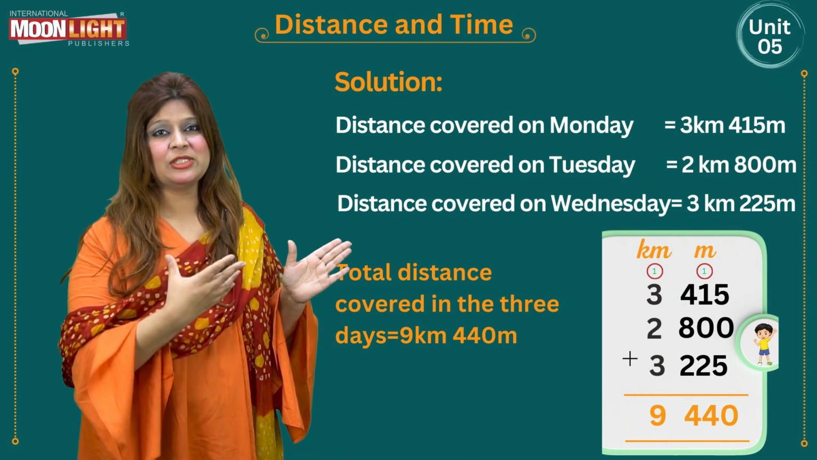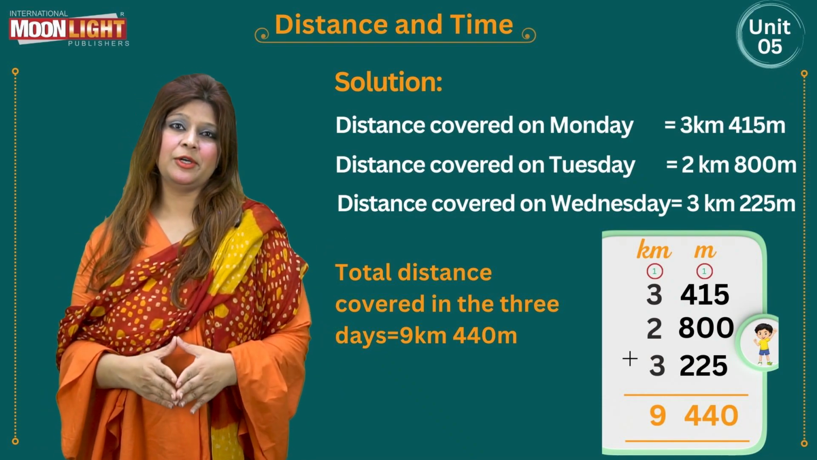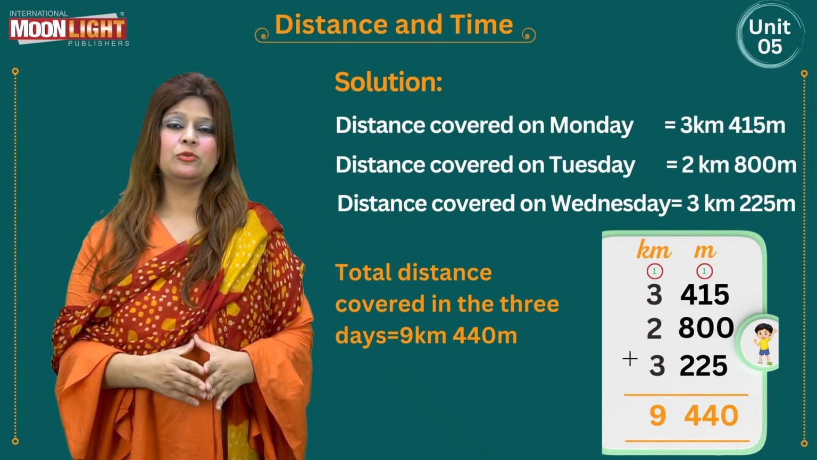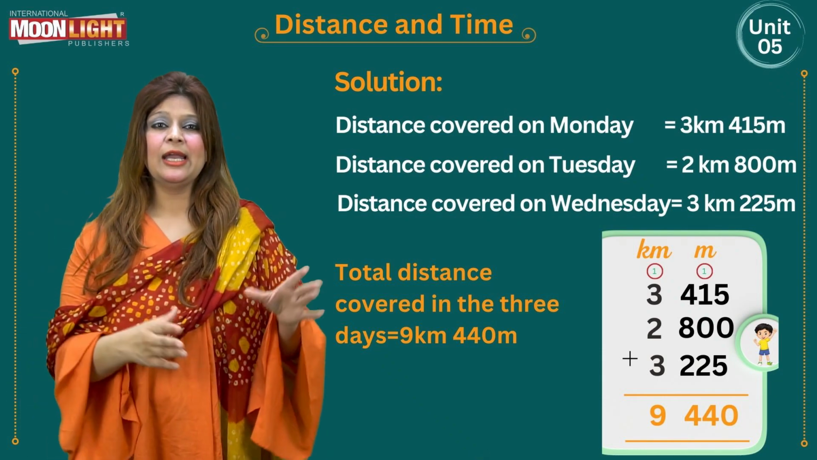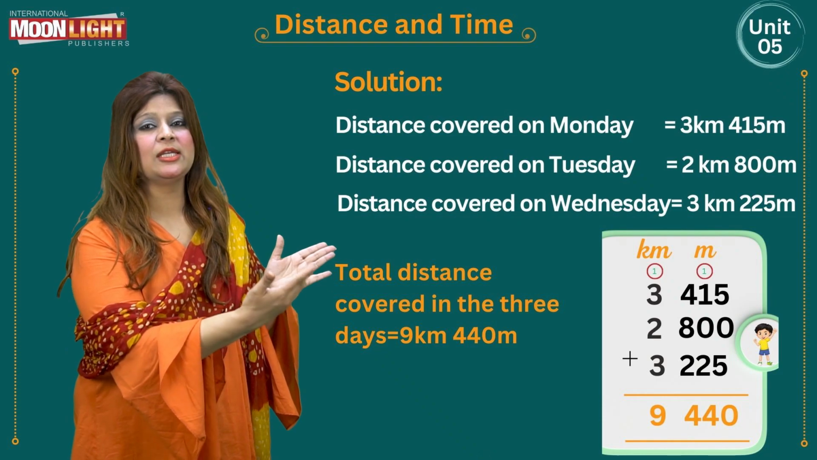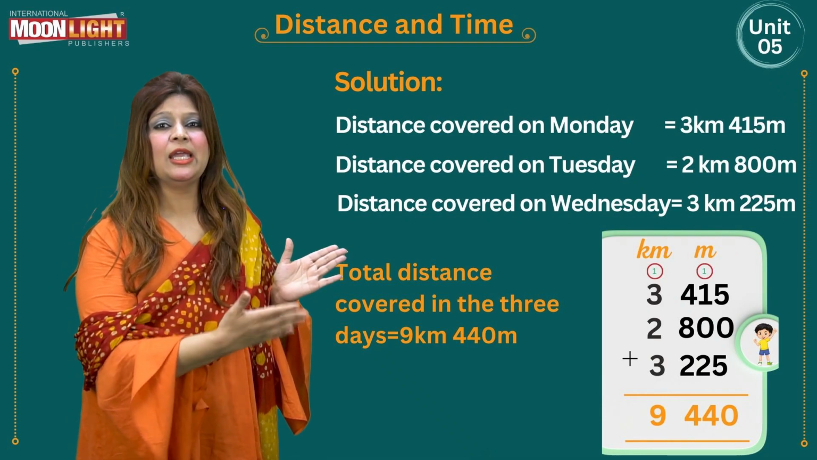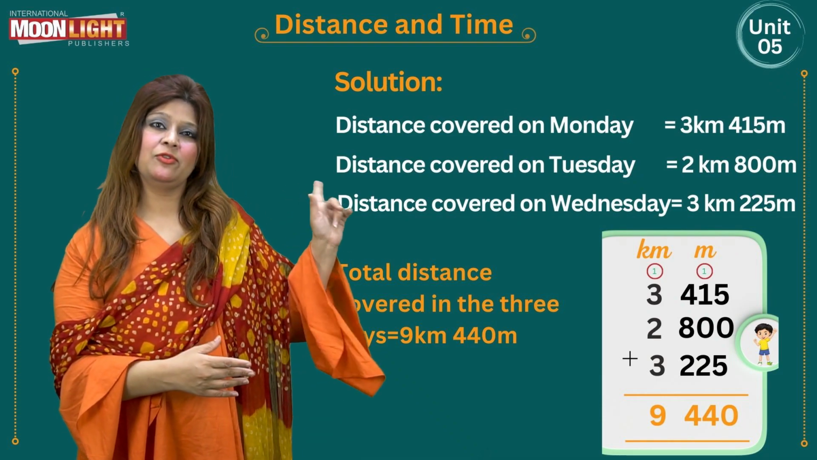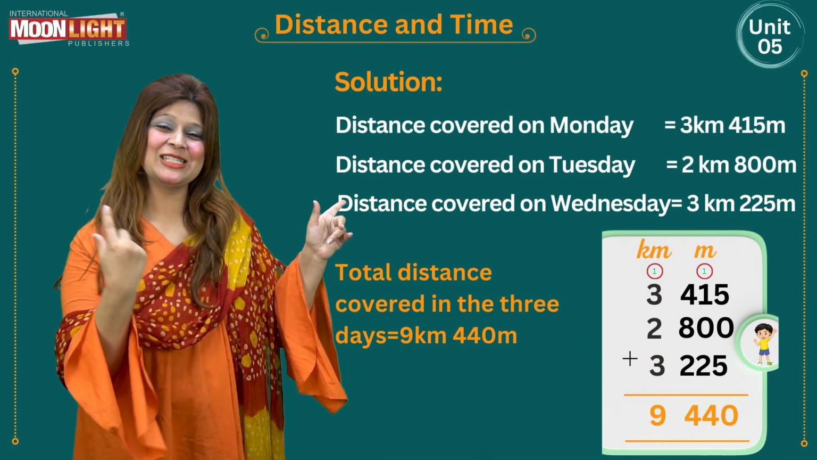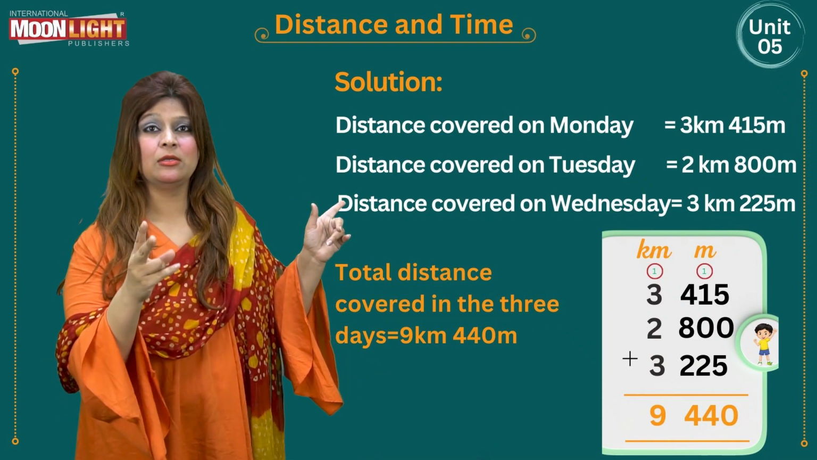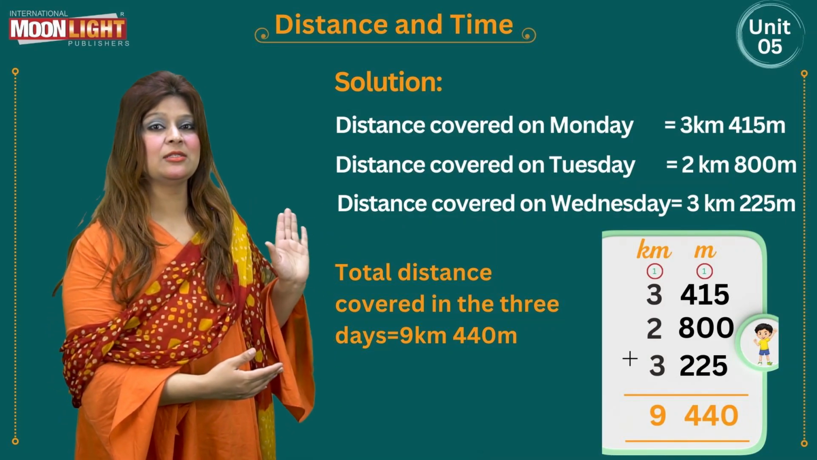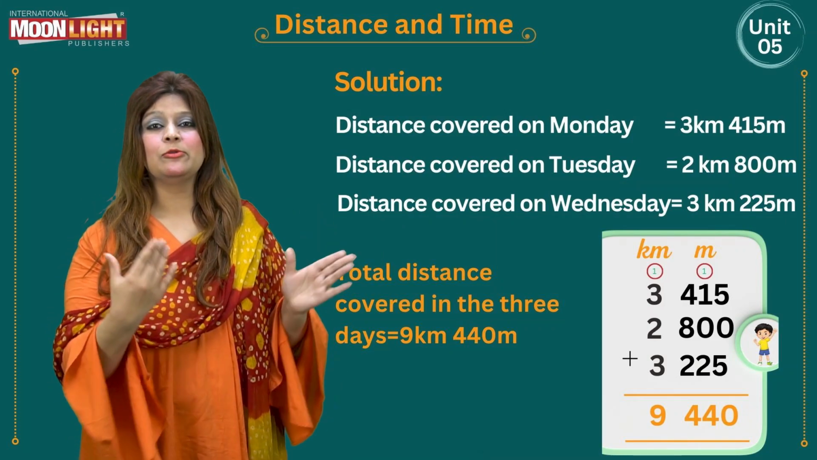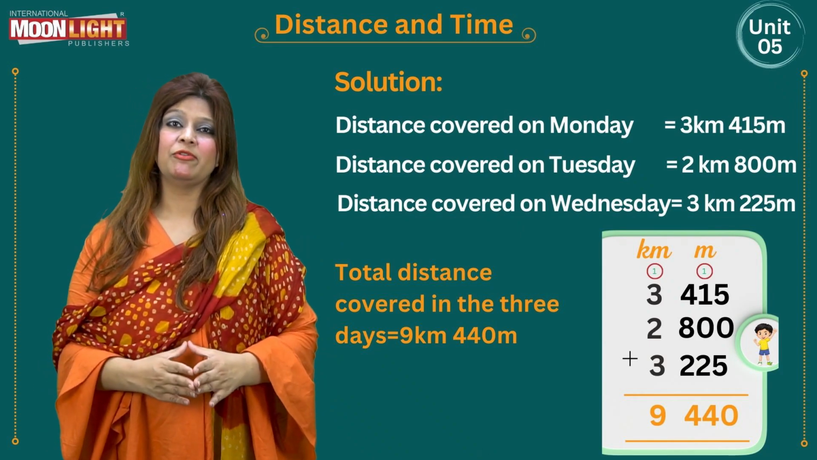From the first sentence, distance covered on Monday is equal to 3 kilometer 415 meter. And distance covered on Tuesday is equal to 2 kilometer 800 meter, to be taken from the question statement. And third, because 3 days are given, for the third day, distance covered on Wednesday is equal to 3 kilometer 225 meters.